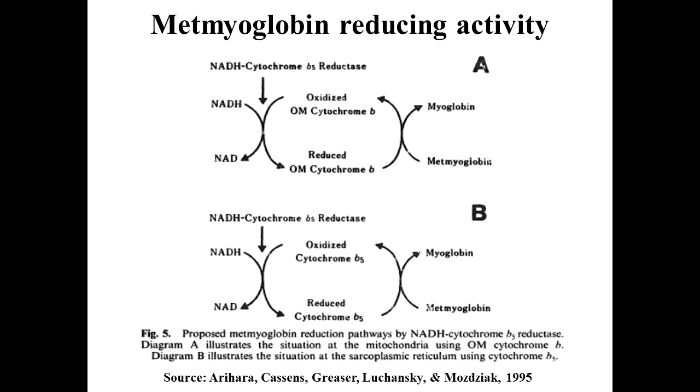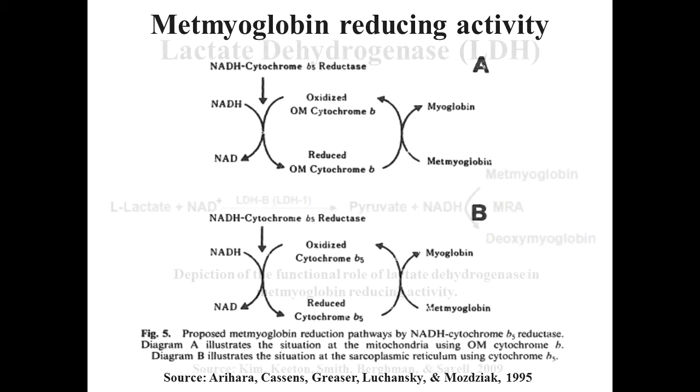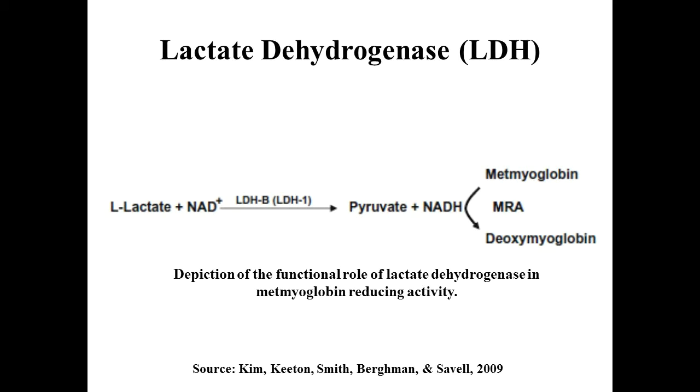In both of these cases, the enzyme utilizes NADH as coenzyme and electron carrier, and thus the reducing ability is completely dependent on the NADH pool. Another enzyme contributing to the metmyoglobin reducing system is lactate dehydrogenase.